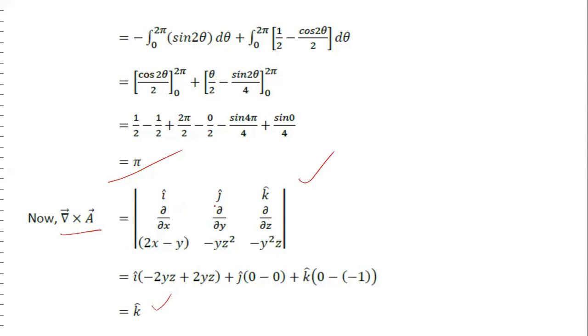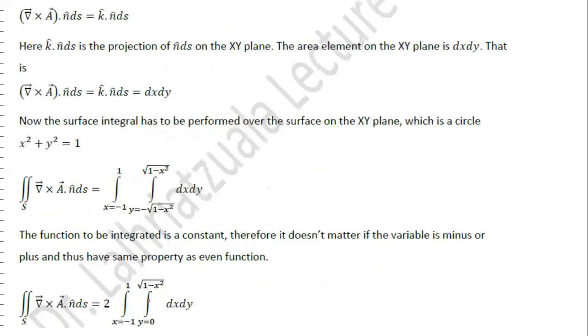So the i cap coefficient will be the differentiation of minus y square z with respect to y, that is minus 2yz, minus the differentiation of this quantity with respect to z, that will be minus 2yz. So minus and minus cancels out, plus. Like that, if you do that, this is what you're going to get, curl of A. And here this will be curl of A dot n cap ds.